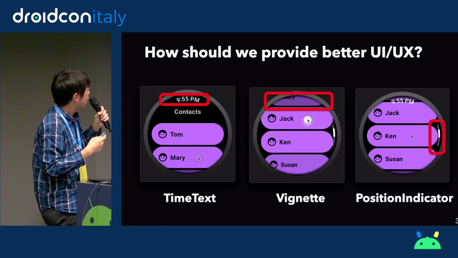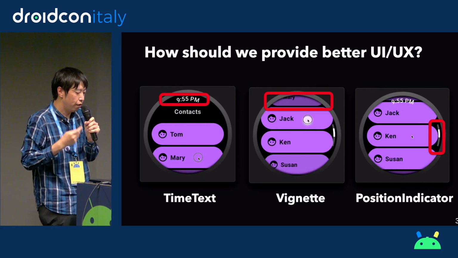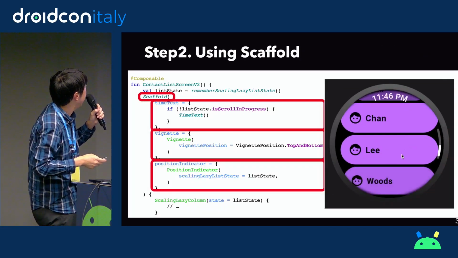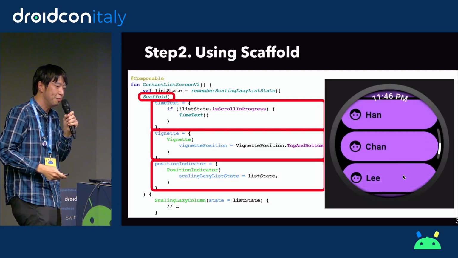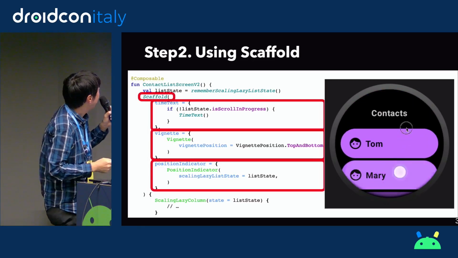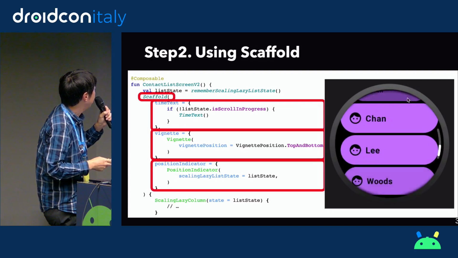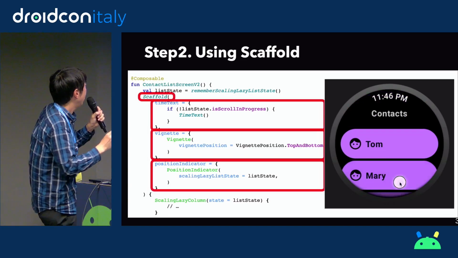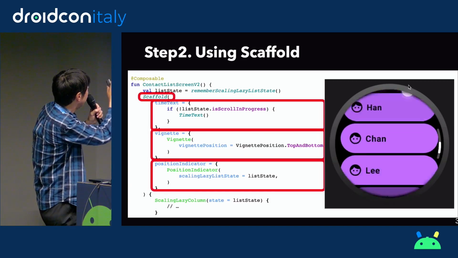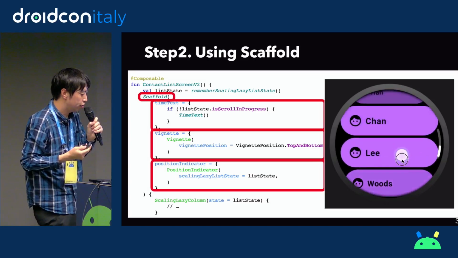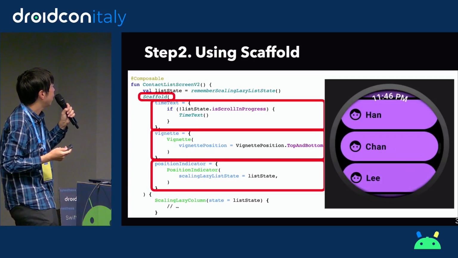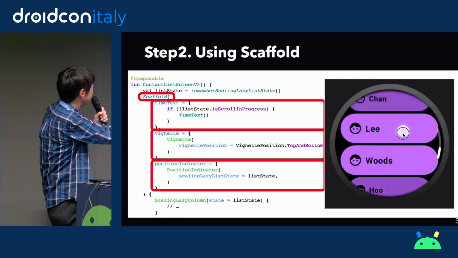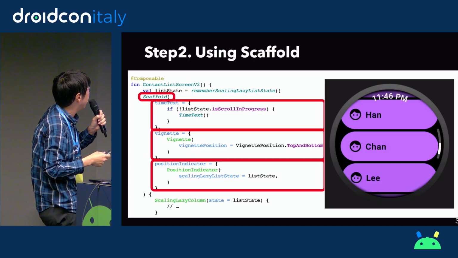How should I implement all these features on Wear OS? Okay, I'll explain. It's very simple. It's just using Scaffold. Scaffold is a very useful library. By using Scaffold, instead of placing the scaling lazy column directly, by adding Scaffold on the top, and Scaffold includes some properties: time text, vignette, and position indicator. By defining like this, we can implement these features.